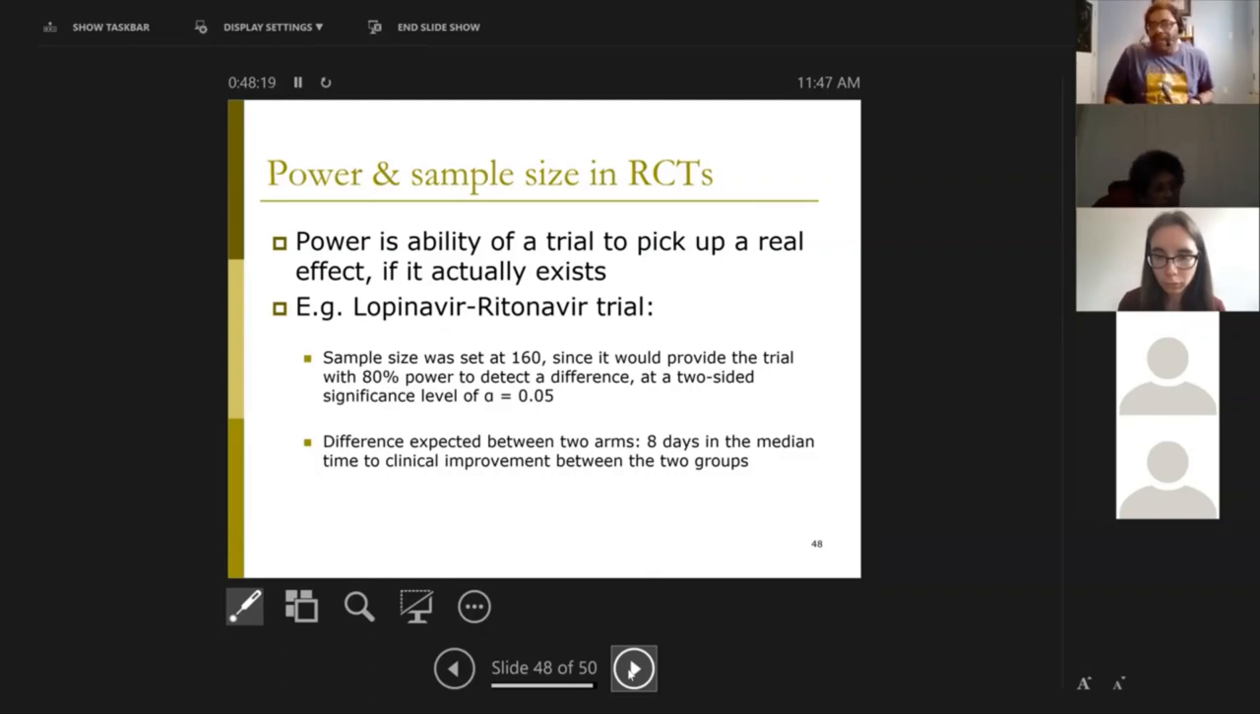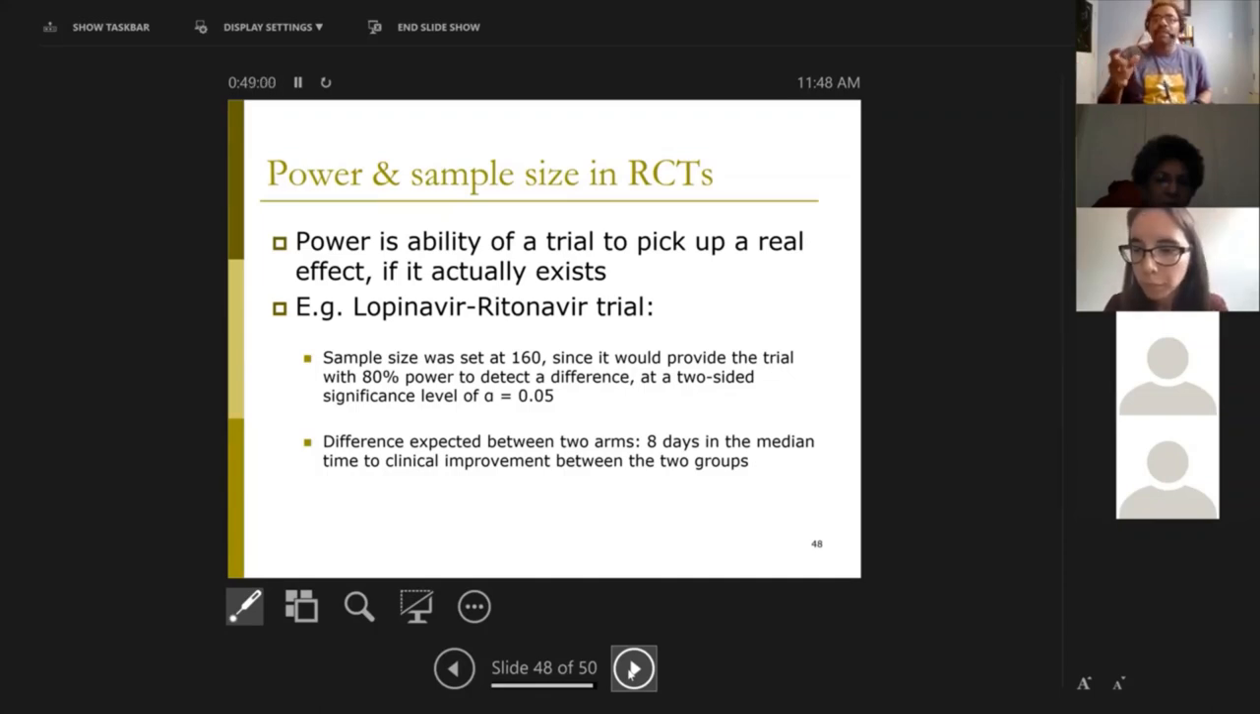Power and sample size. Again, this is a statistically intense area of work. It's beyond the scope of this course to walk you through power and sample size calculations in trials, but every trial protocol will have an entire section on sample size and power, okay? Every one of my EPI students would have taken entire lectures on how to do this, right? For example, here's the lopinavir-ritonavir trial. And according to the paper, the sample size was set as 160 patients, since it would provide the trial with 80% power to detect a difference at the two-sided significance p-value of 0.05.